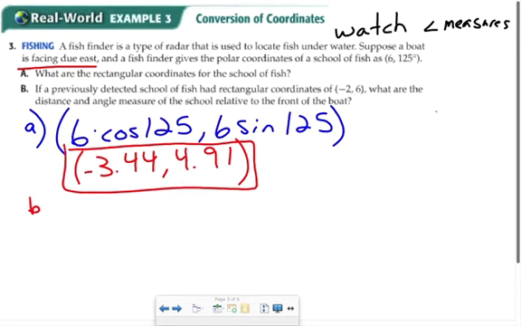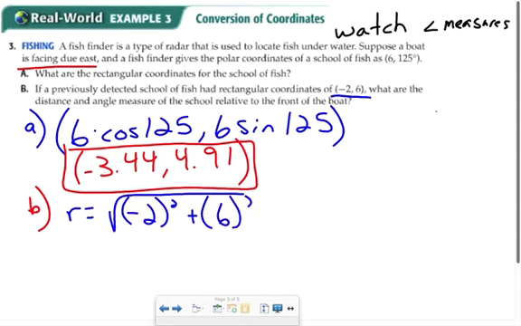Part B, we're converting this rectangular measurement into a polar one. So r, remember, is the square root of x squared plus y squared. That'll be the square root of 40, which is equivalent to 6.32.